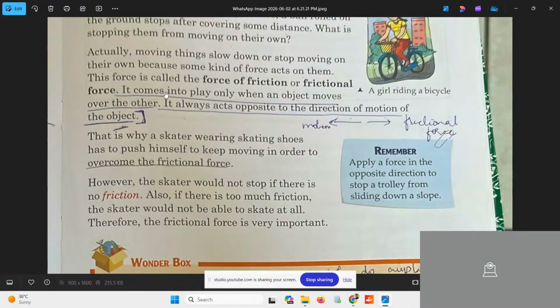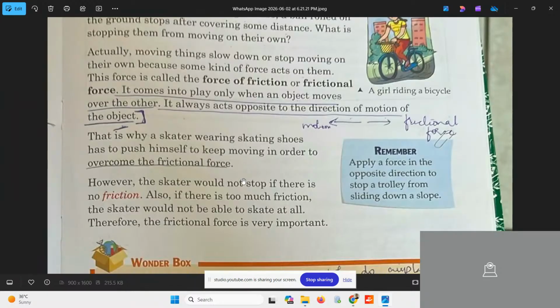Friction always acts in the opposite direction of the object's motion. For example, a ball rolling on the street slows down. A cycle, if we stop pedaling, will slow down. That's why a skater wearing skating shoes has to push himself to keep moving, in order to overcome the frictional force. Same even for cycling.